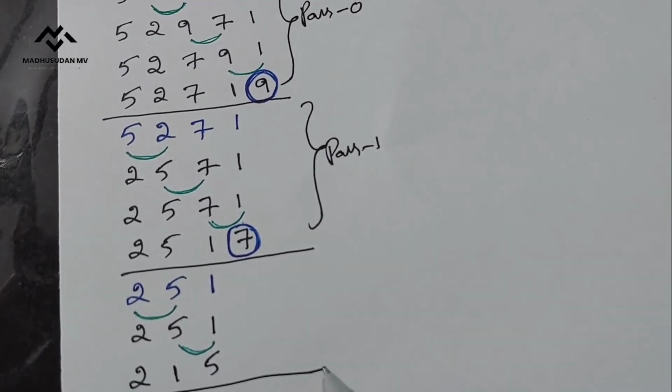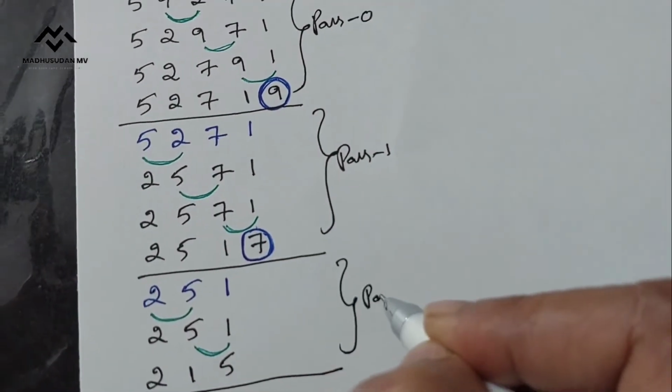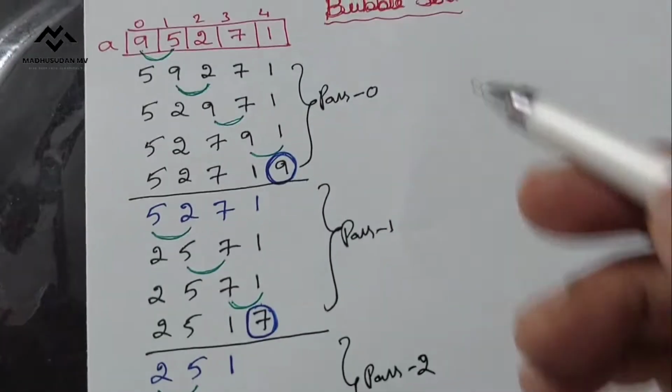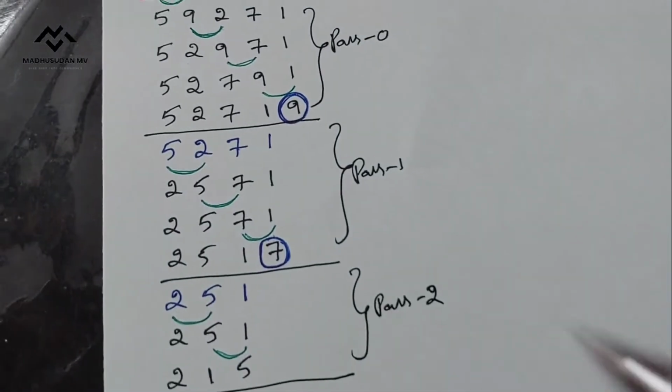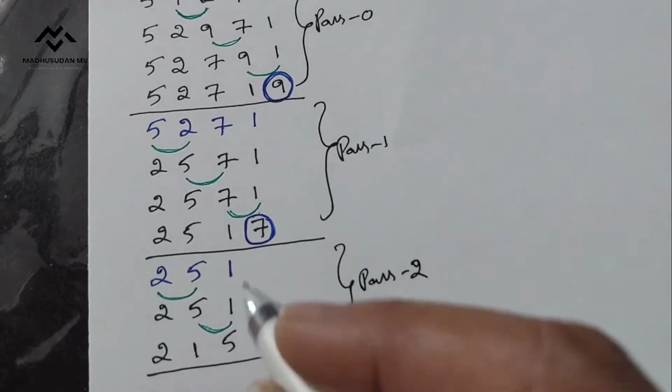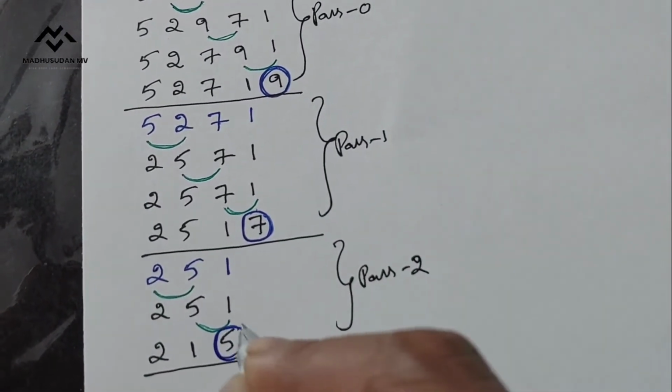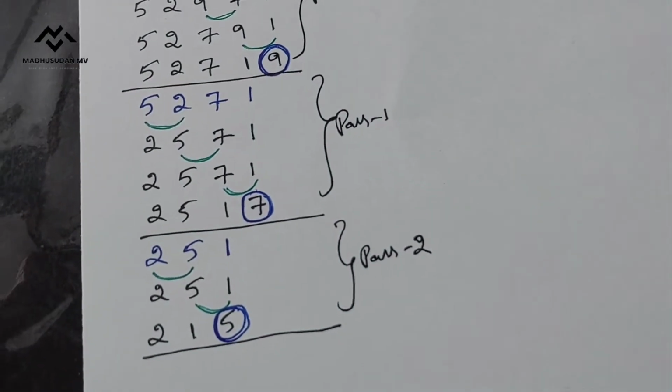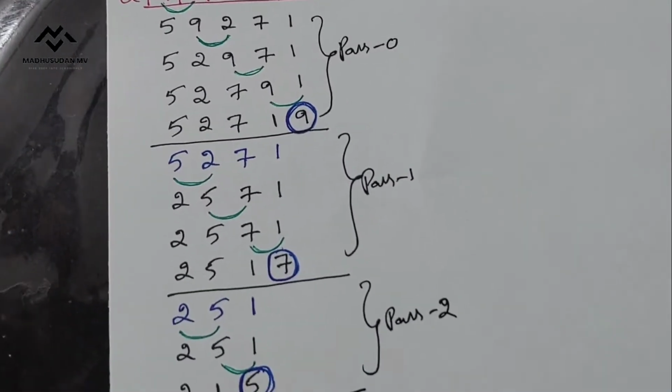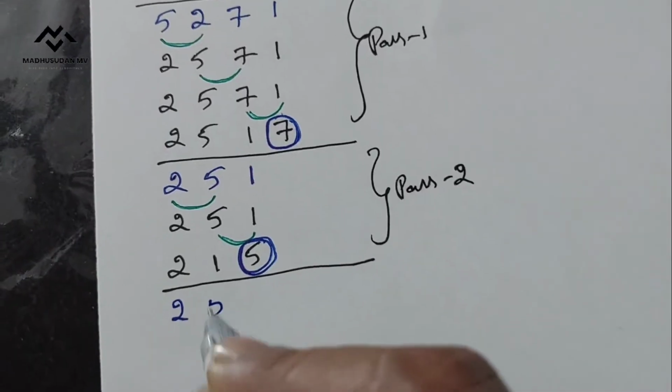Now this is the end of the next pass, that is pass 2. Pass 0, pass 1, pass 2. So after pass 2, what do we find? We find the third largest and we keep it at the third last position. Now we are left with two elements, that is 2 and 5.